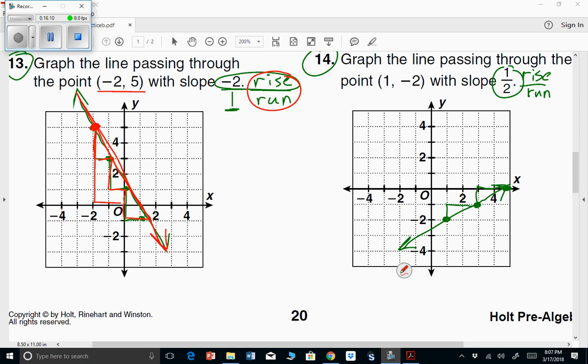Same deal over here. The point is over 1, down 2. And then it's rise over run. Up 1 over 2, up 1 over 2. Connect your points, and you've got your line.